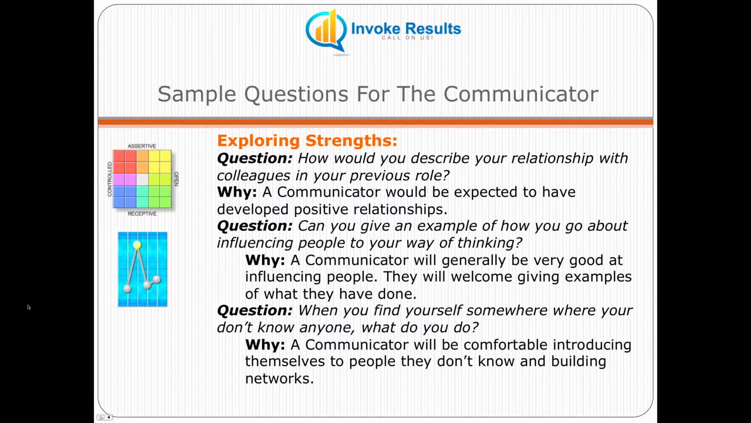Can you give an example of how you go about influencing people to your way of thinking? Well, in essence, a communicator, that's what their key strength is. It's influencing people, hence the name influence. So they're welcome to give examples of what they have done.